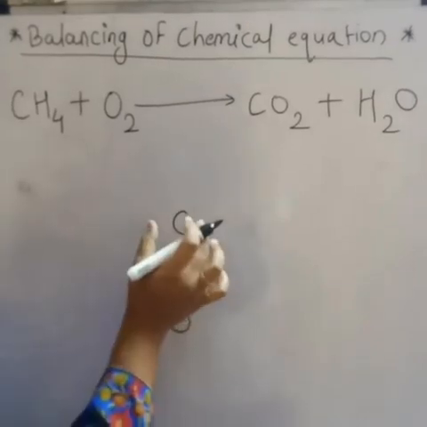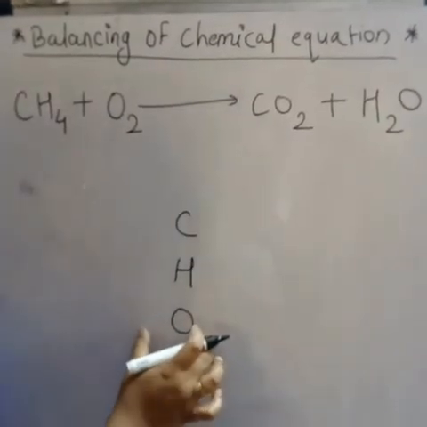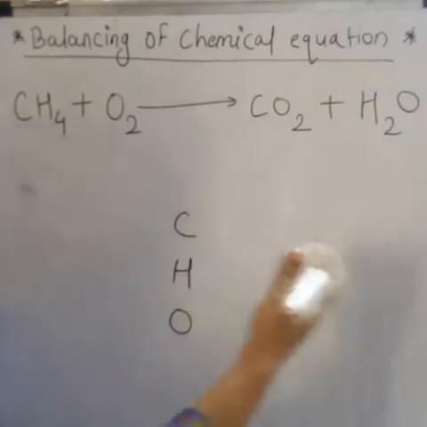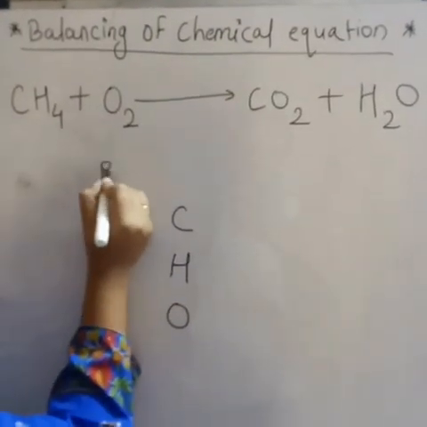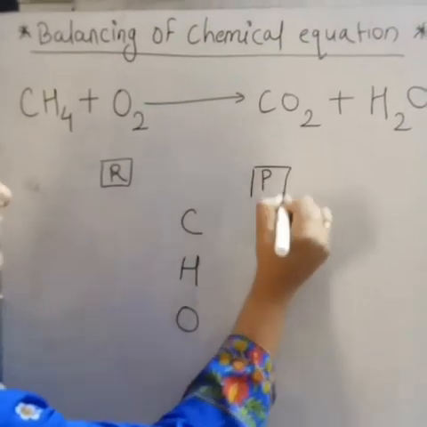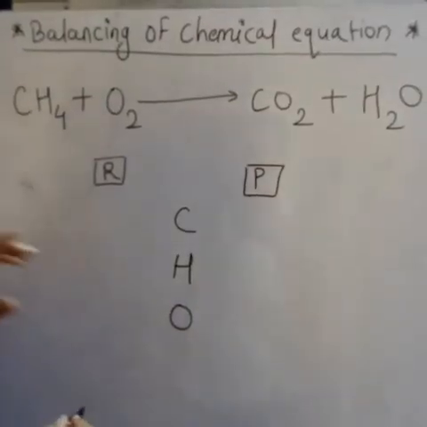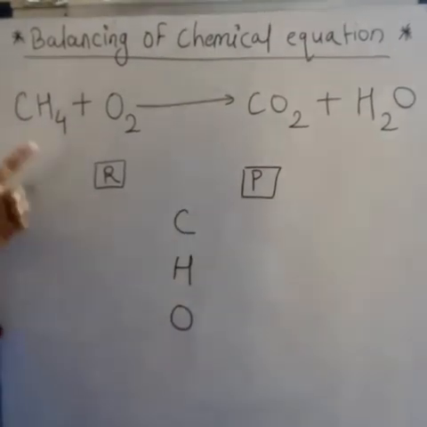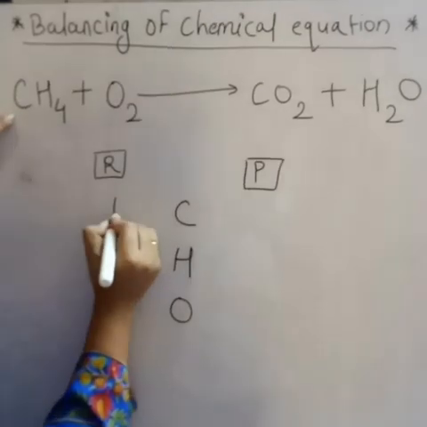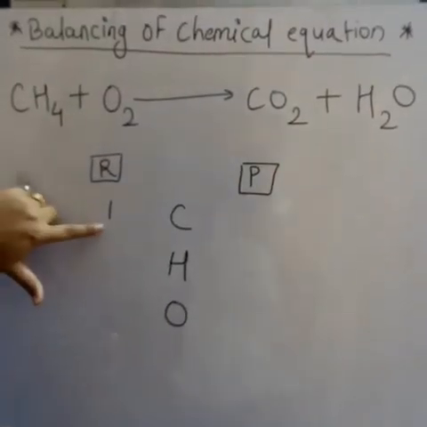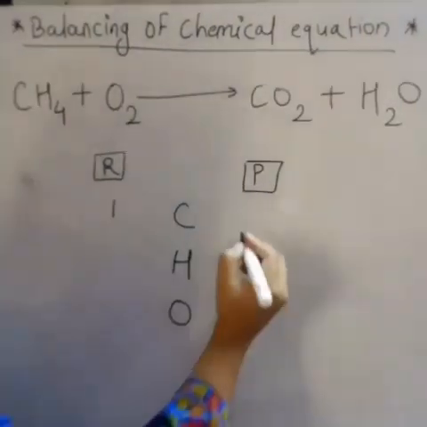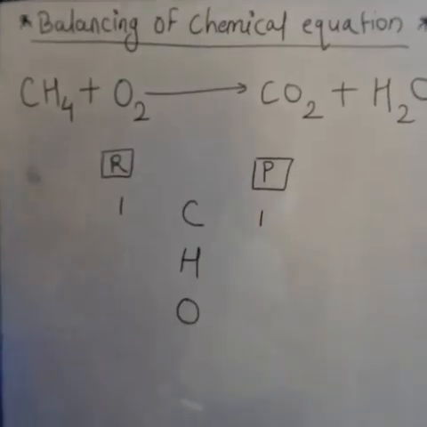Now we'll write the number of atoms of each element present on the reactant side and product side. I am writing R for reactant and P for product. We'll count the number of carbon atoms on the reactant side. We can see only one carbon is present on the reactant side, so I'll write 1 here. Then on the product side, we can see one carbon again, so carbon on the product side is 1.